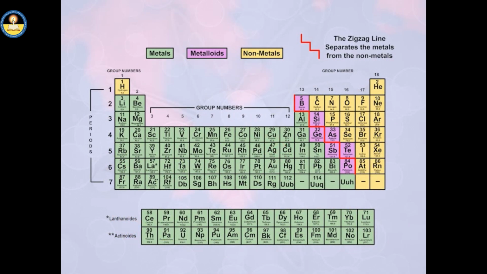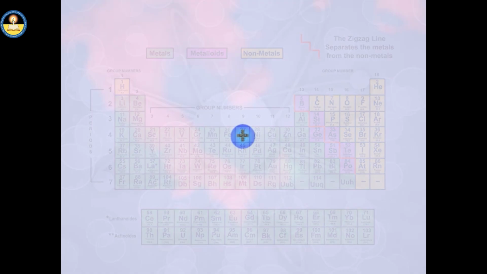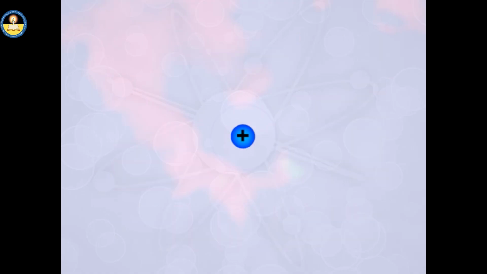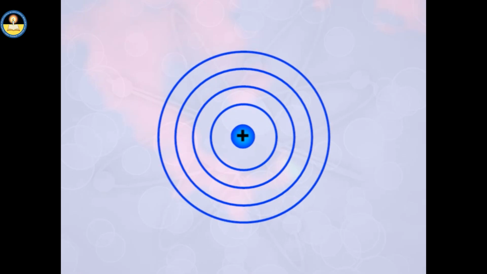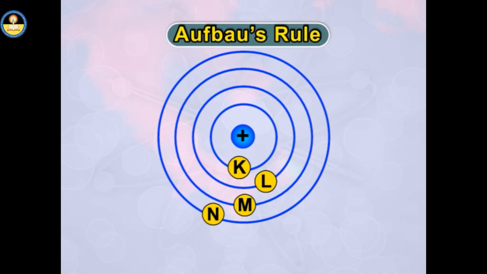The modern periodic table is based on the electronic configuration of the elements. Atoms of every element have a specific atomic number, and the electrons remain distributed in different shells like K, L, M and N as per Aufbau's rules. We will discuss it briefly.